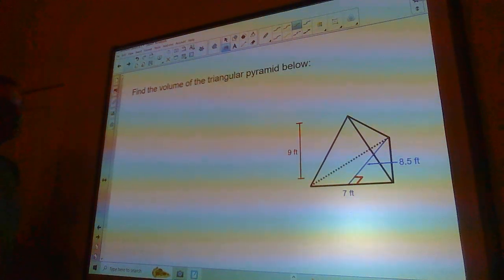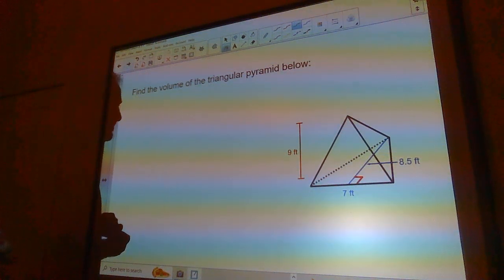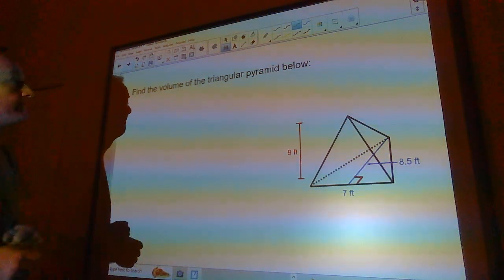Why don't you give this one a stab? I'll let you do this one on your own. Pause the video, see if you can figure this out, and then jump back on and see how you did.